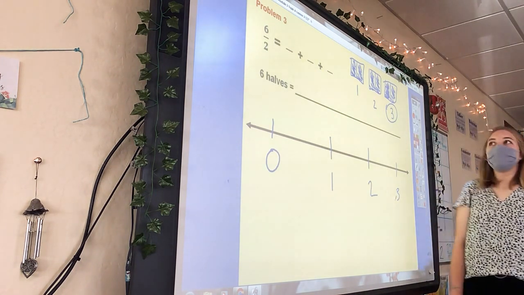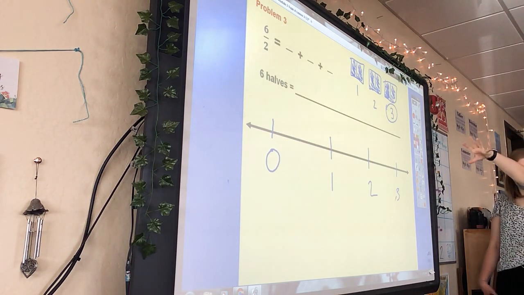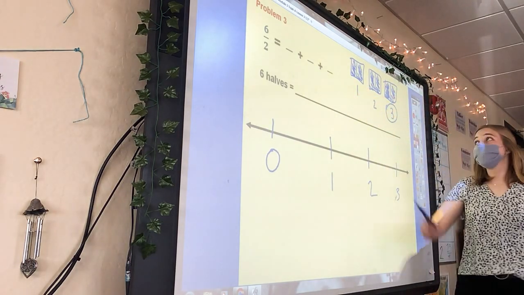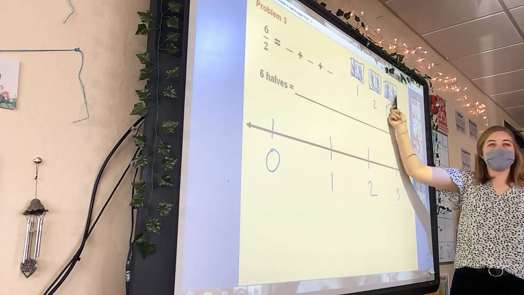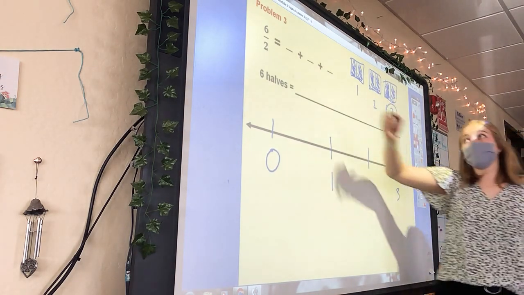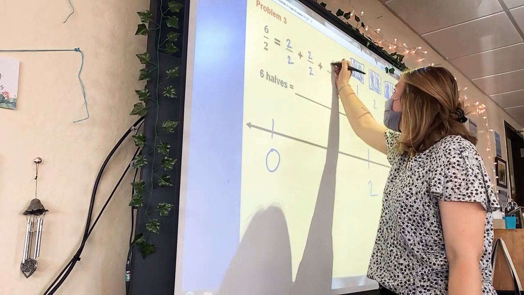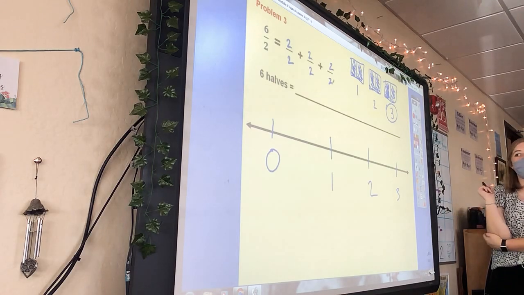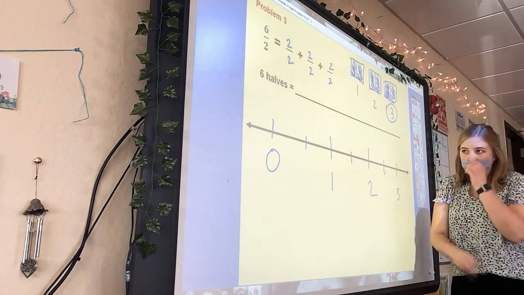Exactly. All right. So I'm going to take what I showed you with the rectangular fraction model and use that for my addition sentence, okay? So here I did 2 halves plus 2 halves plus 2 halves, okay? So really, my answer is just going to be this, okay? 2 halves plus 2 halves plus 2 halves. So if I were to show that on my number line, okay?